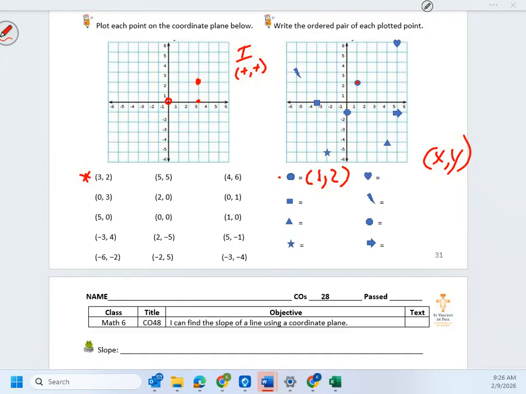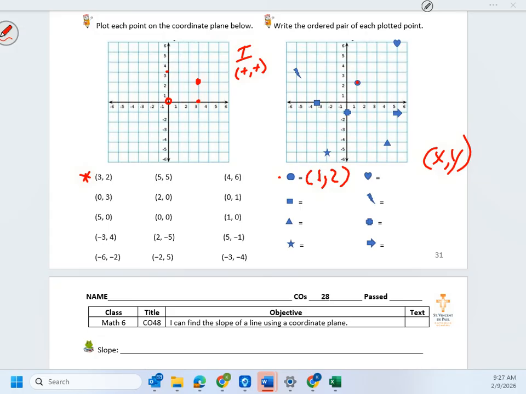If it's on the x-axis, the x is going to be a 3. What's going to be the 0? The y, because we're not going up or down at all. So if it's on the x-axis, you have to give me that x number. The y would be the 0. If it's on the y-axis, so if it was up here, that's where the x would be 0 and the y would be the number.